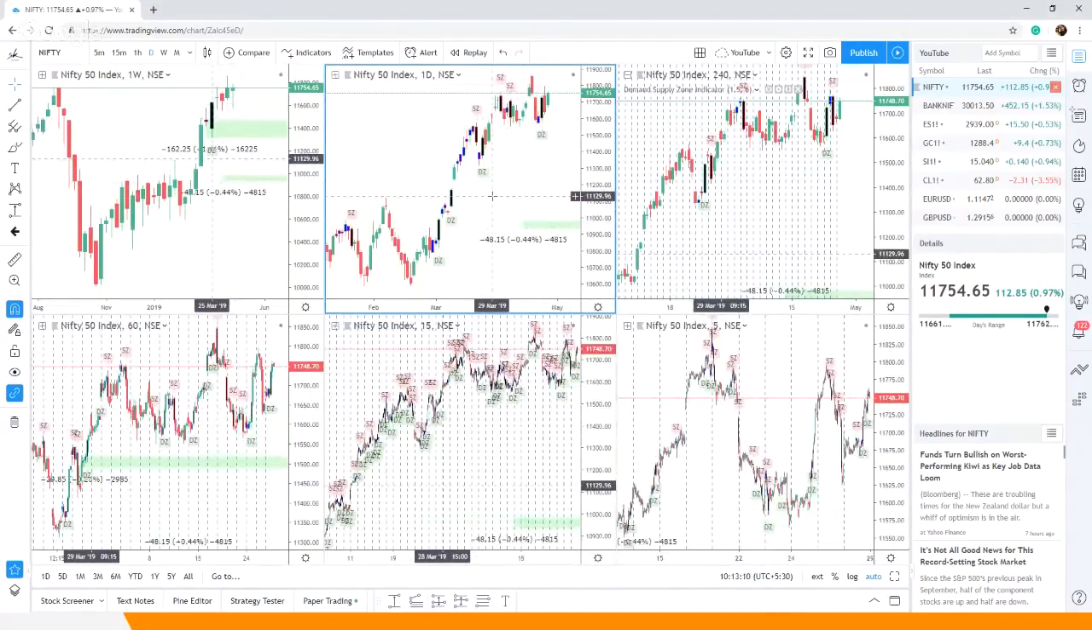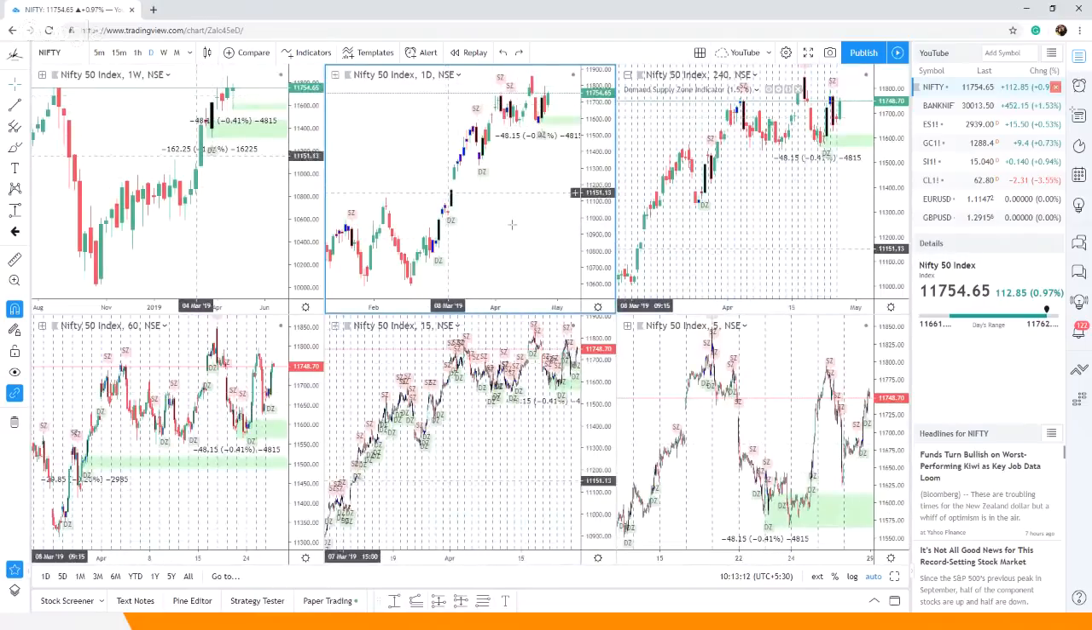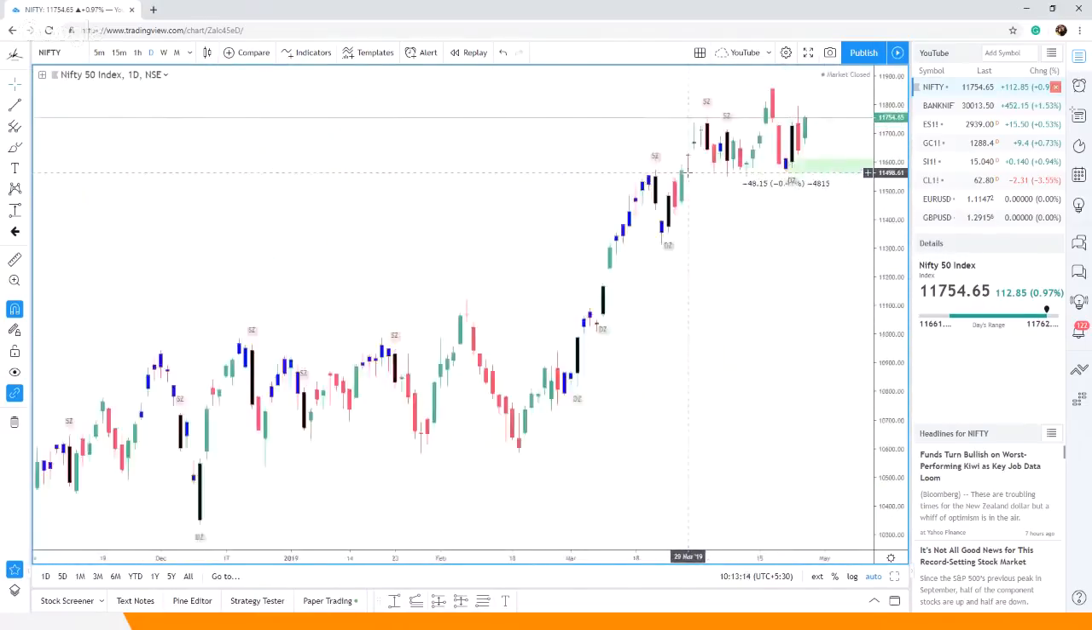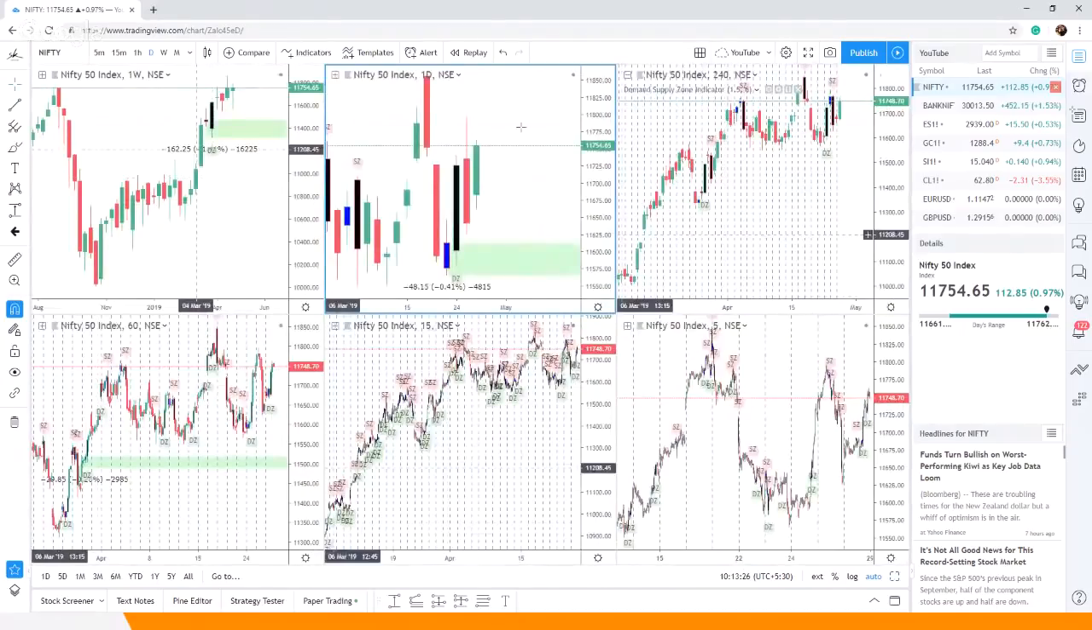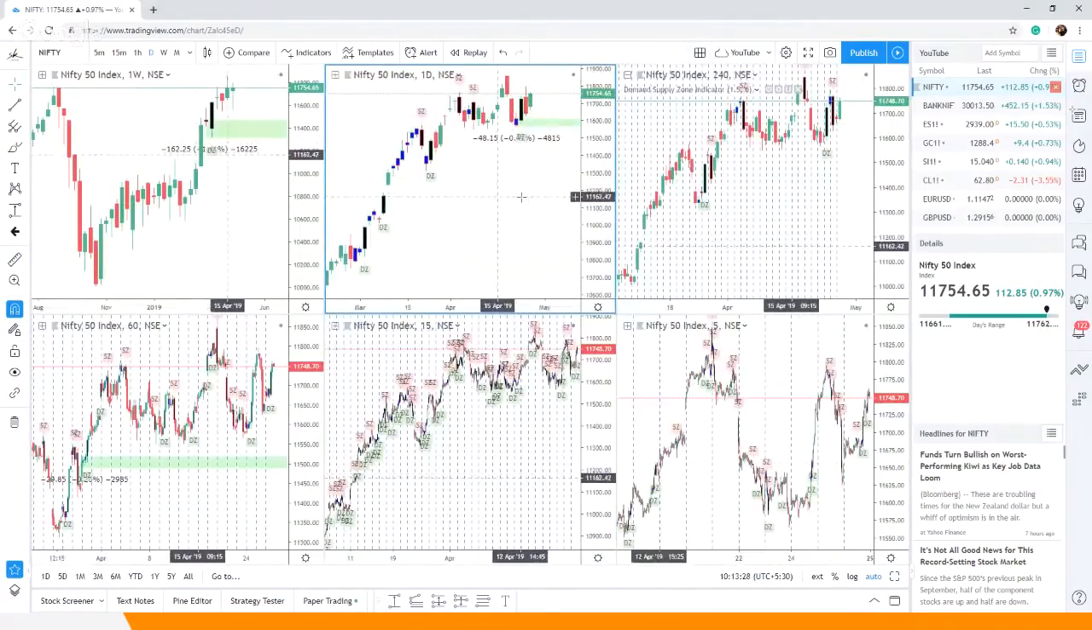Oops. It moved. In fact, let me do this. The zones are getting replicated on other time frames, which might make it confusing for you. Let's remove the zone replication on other time frames, on other charts, and let's keep it to the chart where we want to draw it. So that's where you have your demand zone.